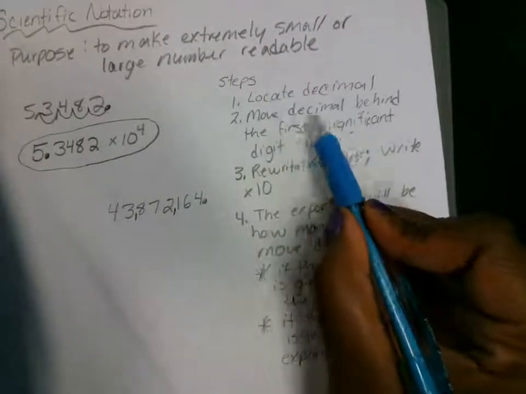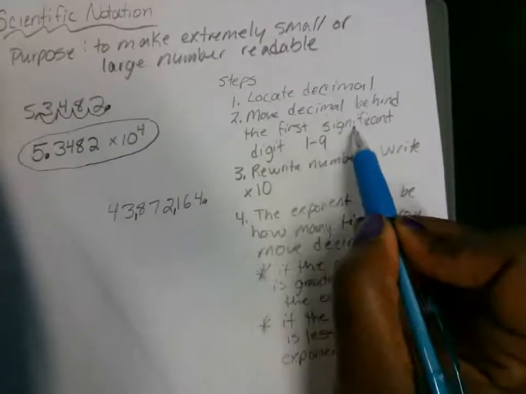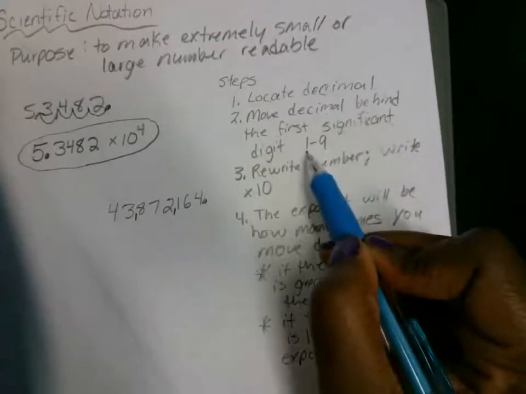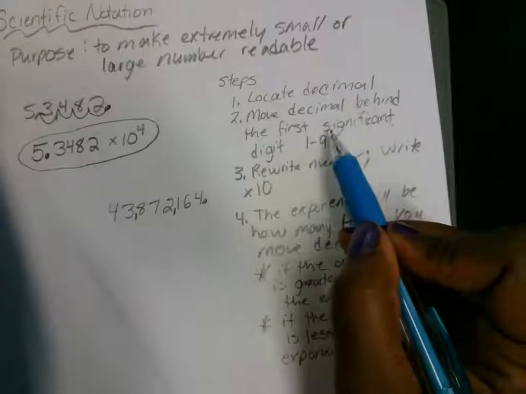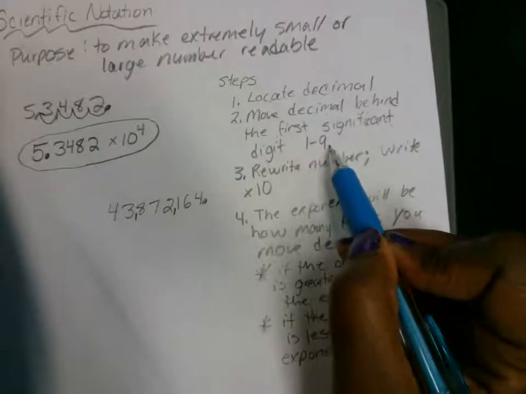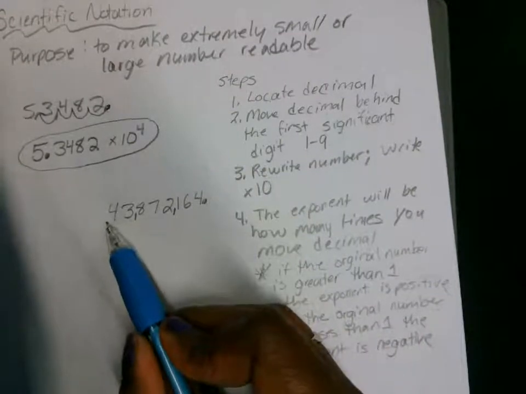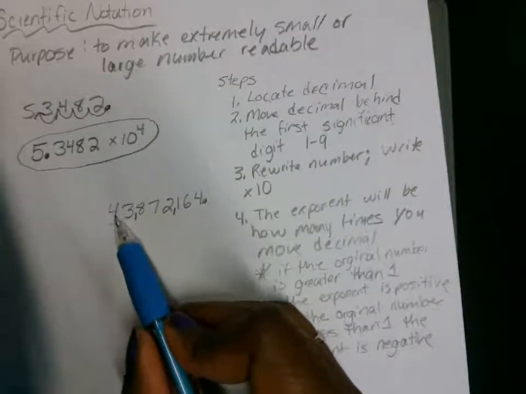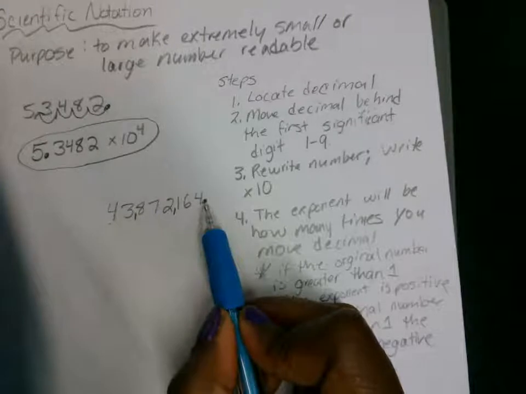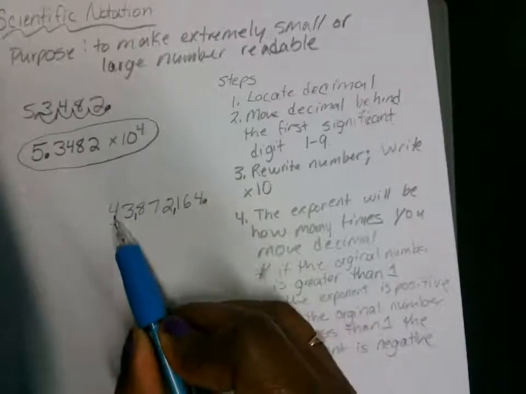You're going to move the decimal behind the first significant digit. Remember, significant digits are digits that hold value 1 through 9. So the first digit that you read in this number is the 4. That's like you're reading a book. 4 comes first. So we're going to move our decimal behind this first significant digit here, which is 4.